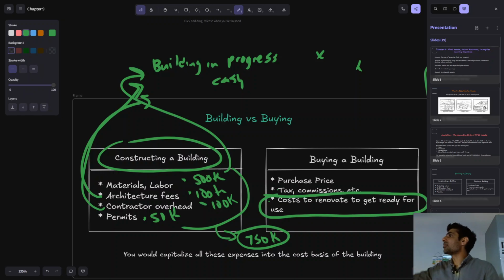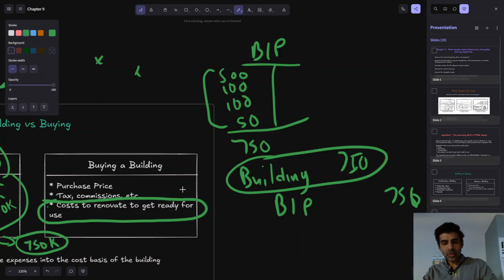And then once it's ready to use, this is going to be the starting point to depreciate, the all-in cost. But up until that point, we're going to capitalize it. We're going to include it in the cost basis. Makes sense? Yeah. Okay. Good.